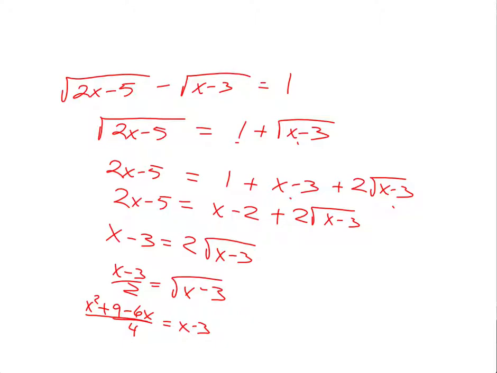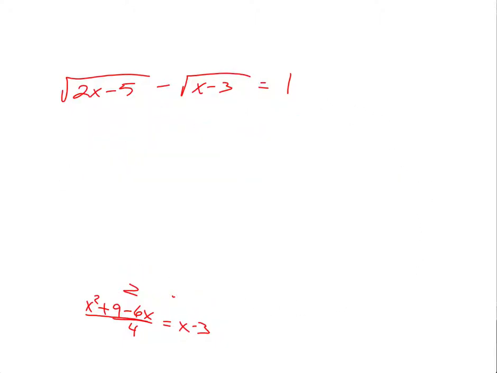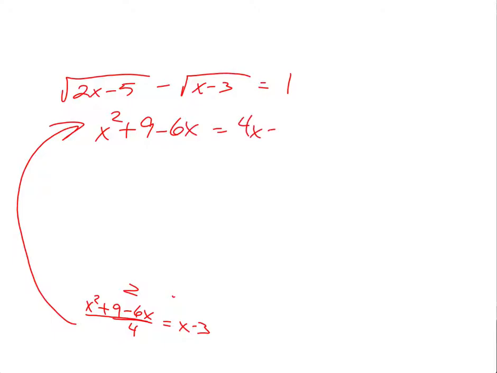So I'm going to clear some of this out. Alright, so I'm going to bring it up here. So x squared plus 9 minus 6x equals 4x minus 12. You bring the 4x and 12 over. So x squared minus 10x plus, is that 21? So factors of 21 add and give me 10. x minus 7.